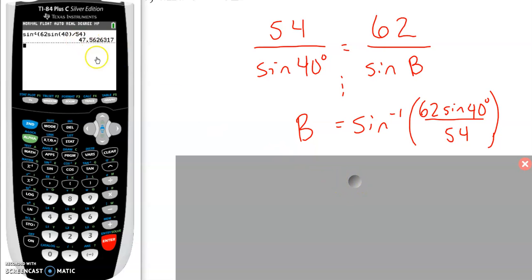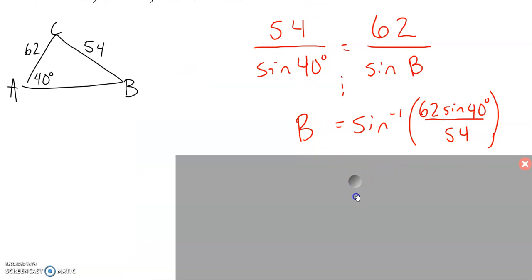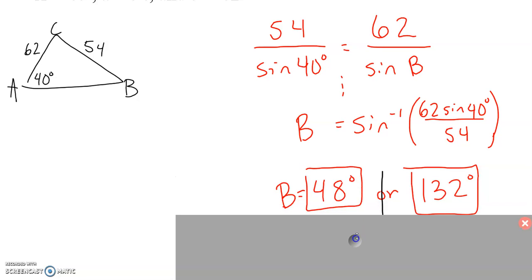However, when you are doing inverse sine, you have to remember that there's more than one possible answer. Your calculator only gives you the quadrant 1 answer. You need to find the quadrant 2 answer by doing 180 minus the quadrant 1 answer, that's 180 minus your reference angle. So 132 degrees also has a sine of this. There are two possibilities for angle B, either 48 degrees or 132 degrees.